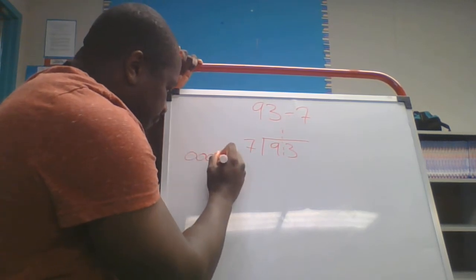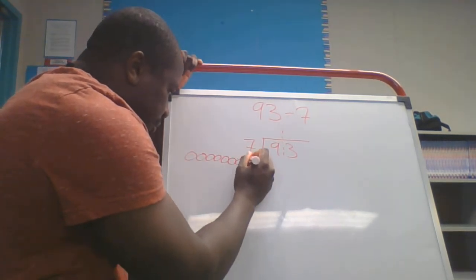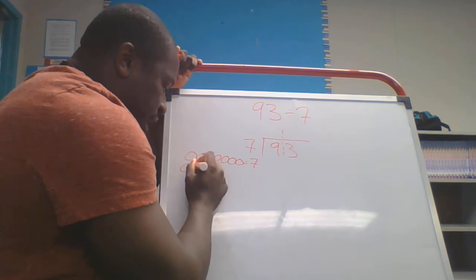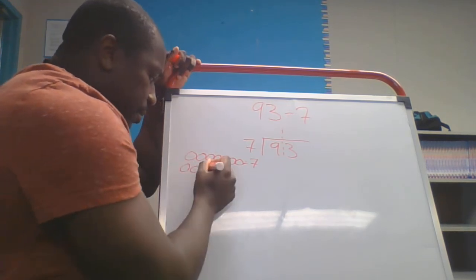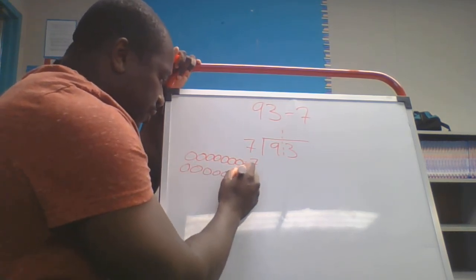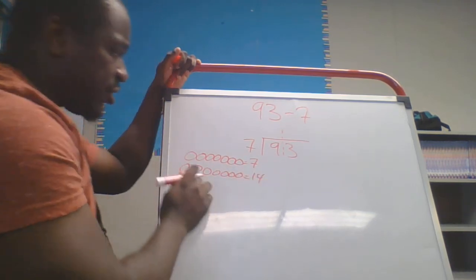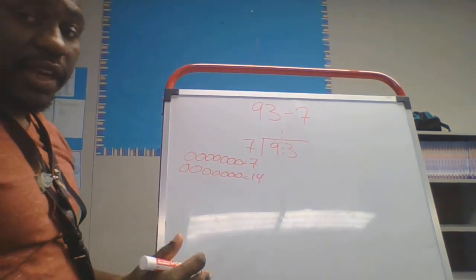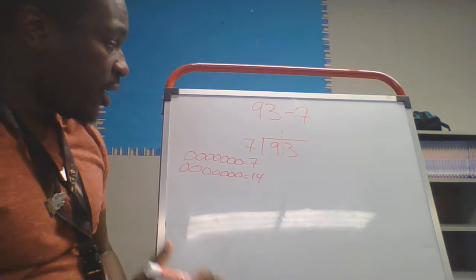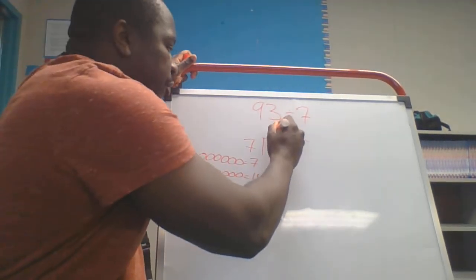1, 2, 3, 4, 5, 6, 7, 8, 9. So that's our number, right? 10, 11, 12, 13, 14. This means that 2 groups, which is the number 14, is too many. So we need 1 group. 1 group will fit right there.